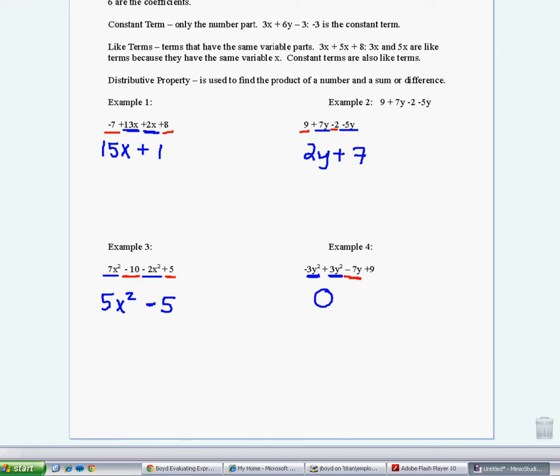That's a term. And then I have plus 9. And that's a separate term. Those are not alike. So what I end up having, and again I'm not going to use my 0, I have negative 7y plus 9. And that's my simplified expression.